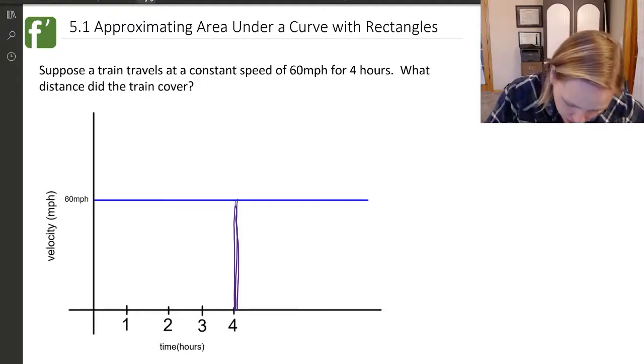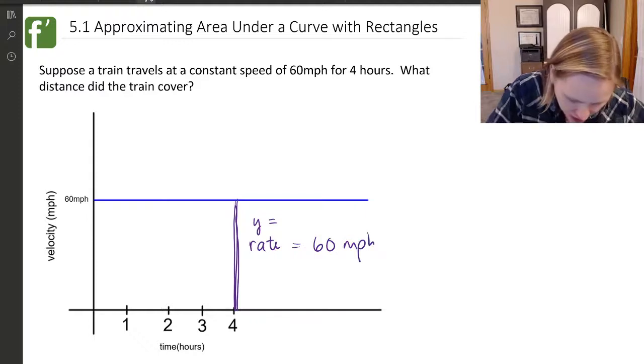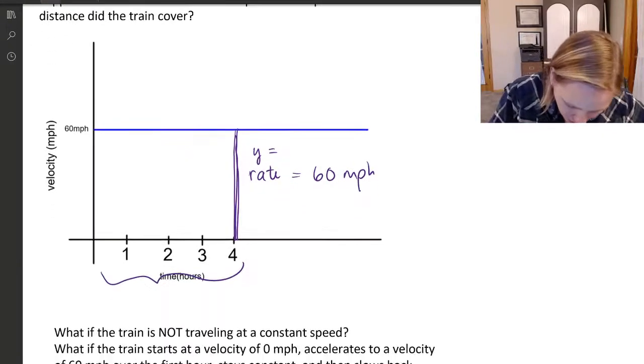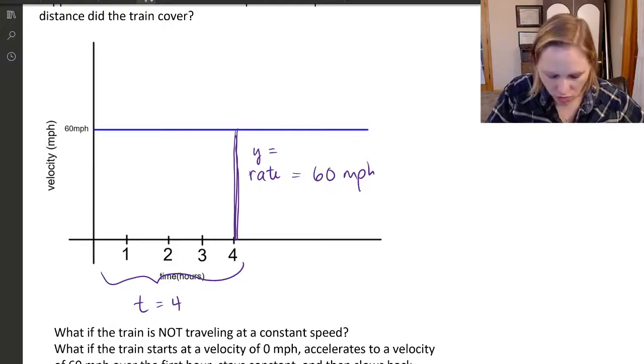Really, this side of our rectangle is our rate. That's our y value, right? So y equals our rate, that's the 60 miles per hour. And then along the bottom is our time, and this represents the 4 hours. And so you can see that distance equals rate times time holds true.